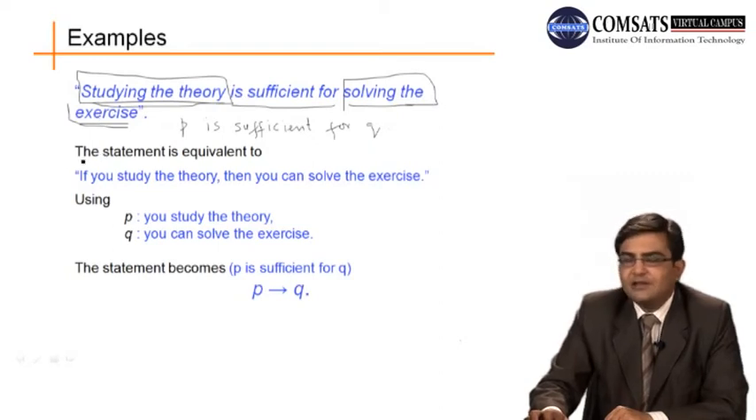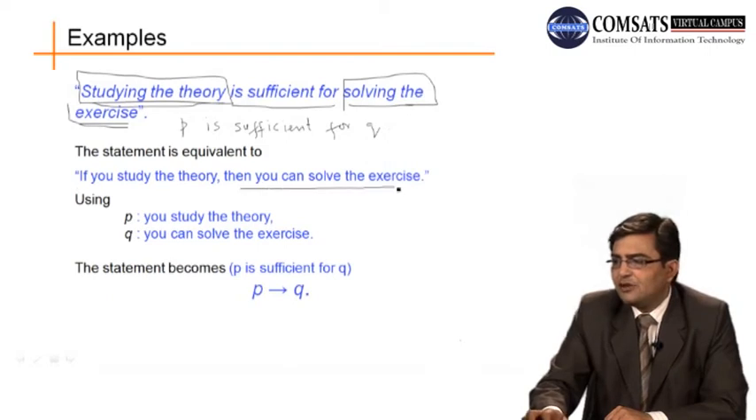So this statement can be rewritten as, if you study the theory, then you can solve the exercise. So this is another form of the conditional statement, which is equivalent to if P then Q. If we take P as you study the theory, and Q be a proposition which is you can solve the exercise, then the above statement can be written as if P then Q, or P implies Q.